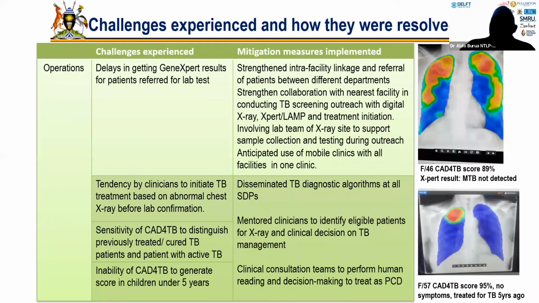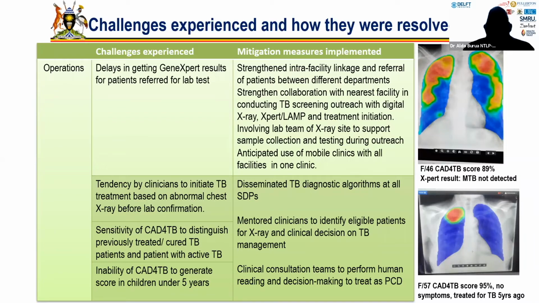There are also challenges around the operations of the digital X-ray equipment. For instance, we decided that all patients screened with the X-ray need to first be confirmed in the laboratory before initiation of treatment. But most times the GeneXpert results are delayed. This is partly because, especially for community activities, the samples have to be collected from the community and then taken to a nearby health facility for GeneXpert testing. Some of these sites already have a lot of workload, and they're unable to manage all the samples in time.